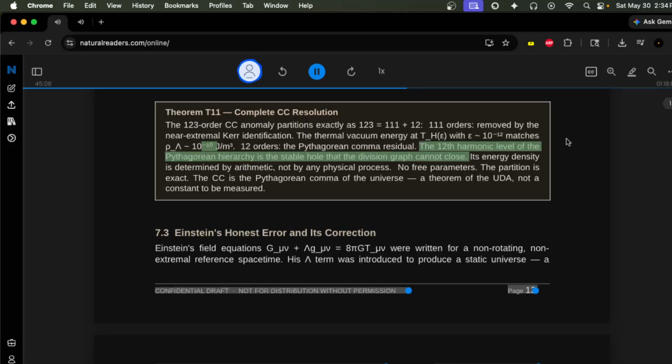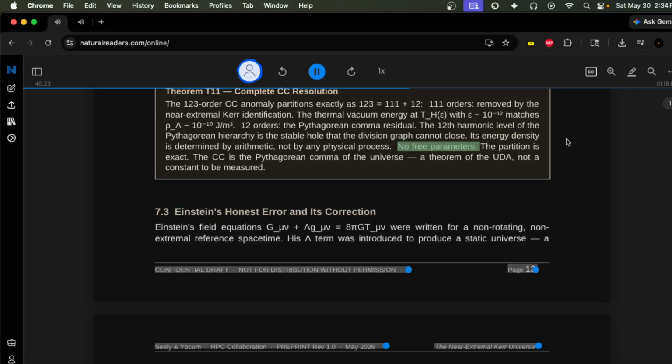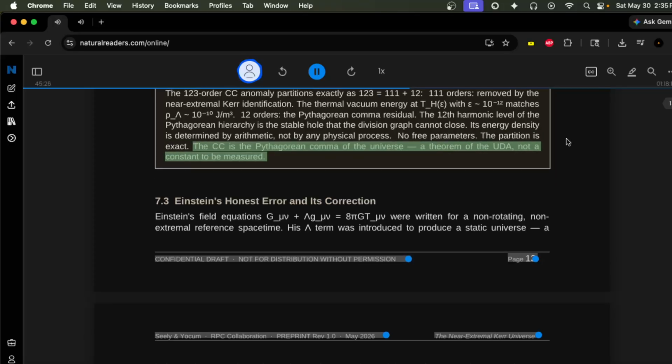The 12th harmonic level of the Pythagorean hierarchy is the stable hole that the division graph cannot close. Its energy density is determined by arithmetic, not by any physical process. No free parameters. The partition is exact. The CC is the Pythagorean comma of the universe, a theorem of the UDA, not a constant to be measured.